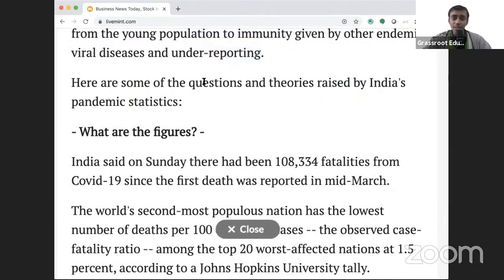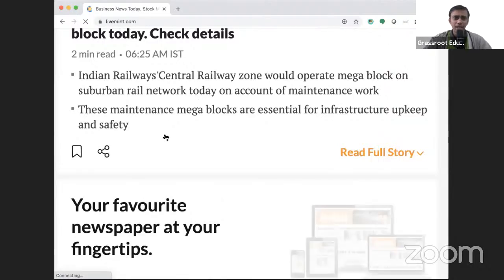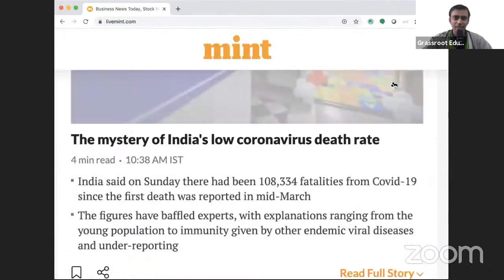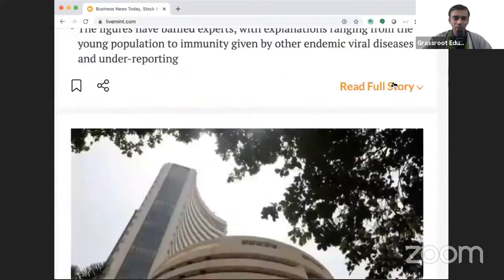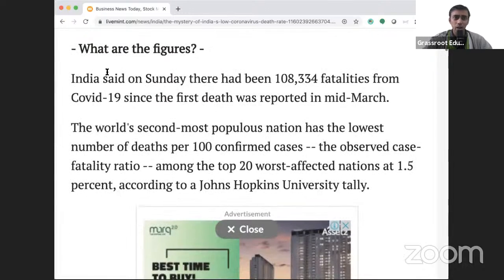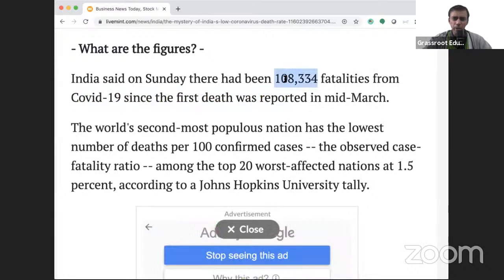Here are some of the figures and theories raised by the statisticians. Now what are the figures? India said on Sunday that there had been 108,334 fatalities from COVID-19 since the first death was reported in mid-March. So this is the figure.